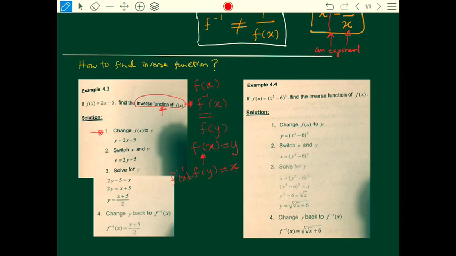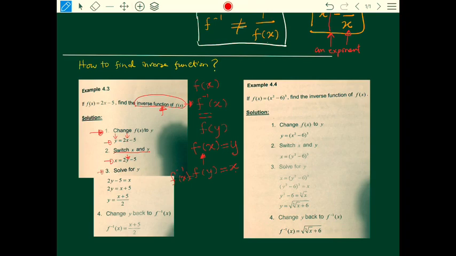So the first one, we need to change the variable. Since the question is in f(x), we change it to y. So y equals 2x minus 5. After that, we swap the position of y and x. So now y will become x, and x here will become y. That's what it means by switch x and y.